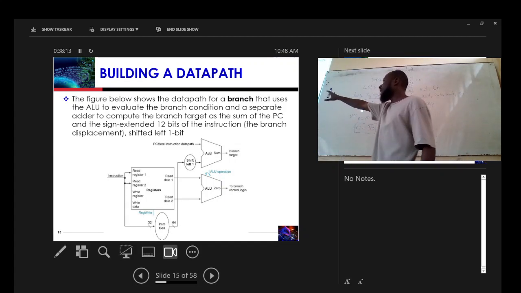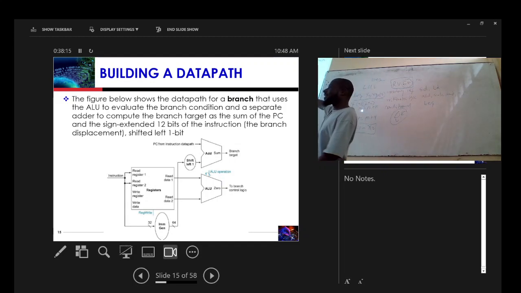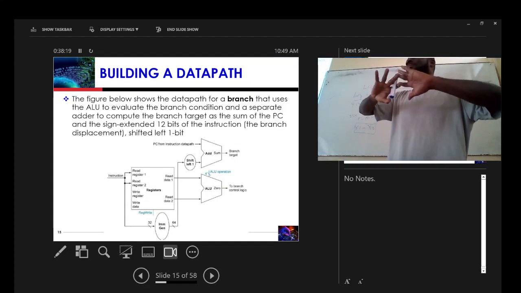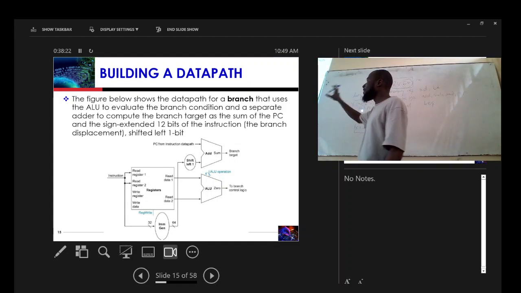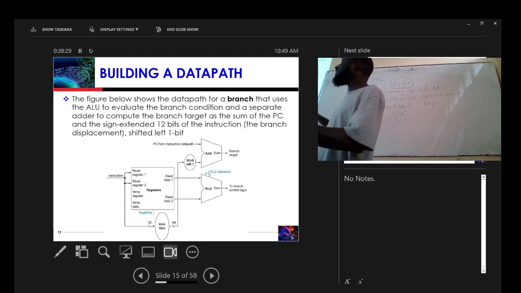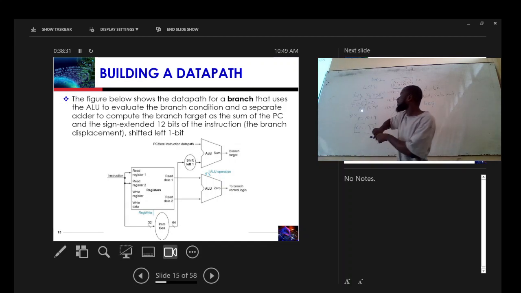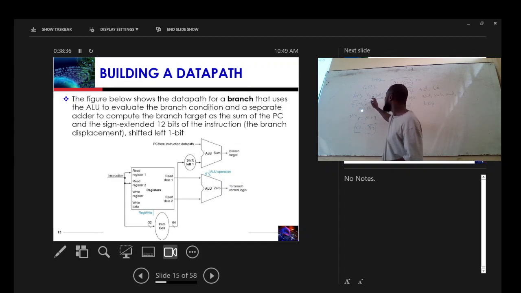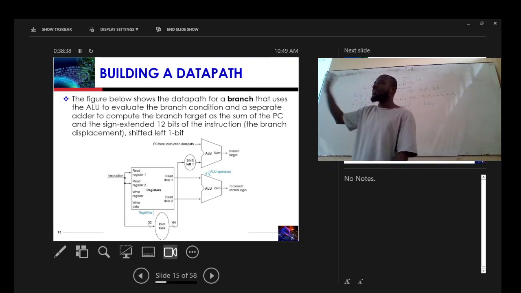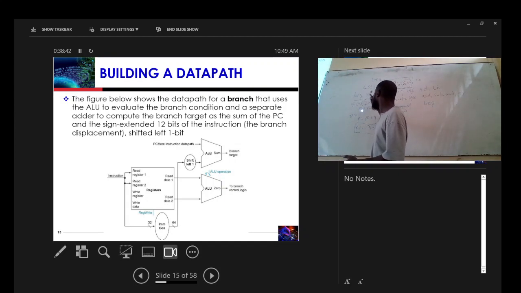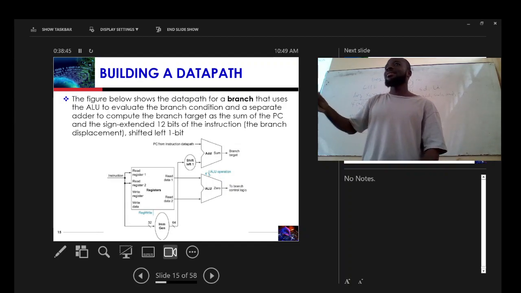Okay, that's fine. So now this is what we use for the branching, right? Who can explain in your own words how it does it? These are the components used for branching. What happens from the start to the end? Let's say we have something like BEQ X1, X2, X10 in our instruction memory, and we have read that instruction. What happens next?